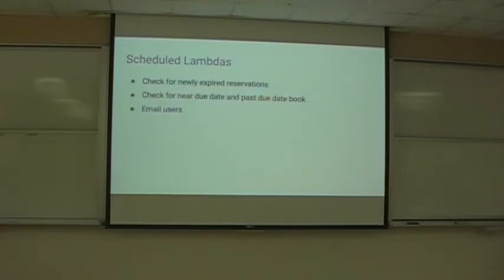And again, here we have our last two lambdas, which are scheduled functions that are basically going to email the users every time they have a newly expired reservation or a book that's near the due date. However, because CloudWatch isn't available for AWS Educate, we just trigger this manually, but the code doesn't really need any input.